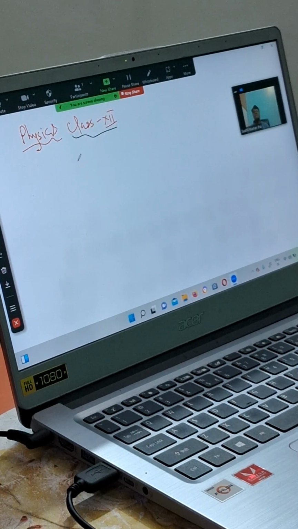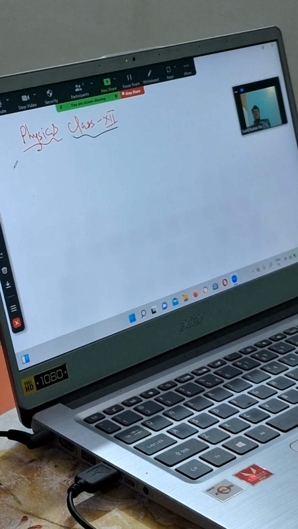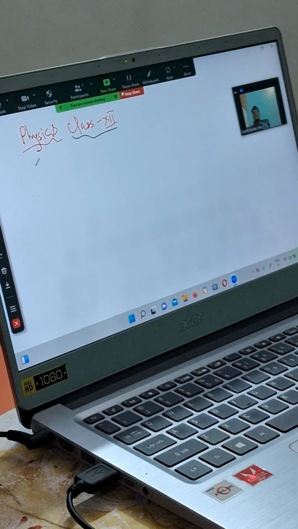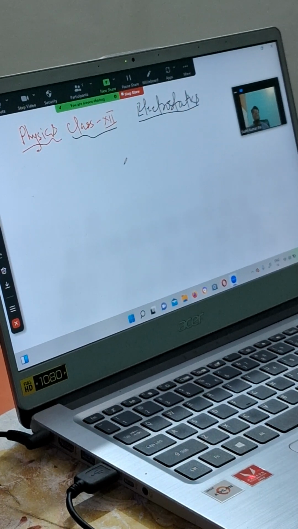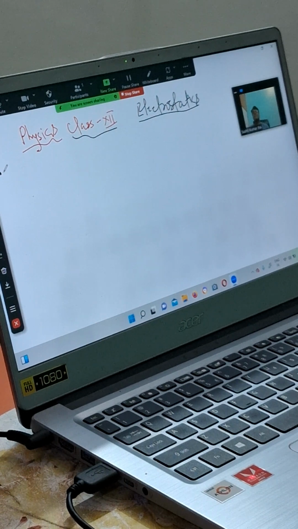Let's have a crash course of Physics Class 12th. This will be helpful for revision for the upcoming CBSE 2012 exams. If we see the first chapter, we have electrostatics. The first and foremost requirement to do revision is that you need to follow certain steps.